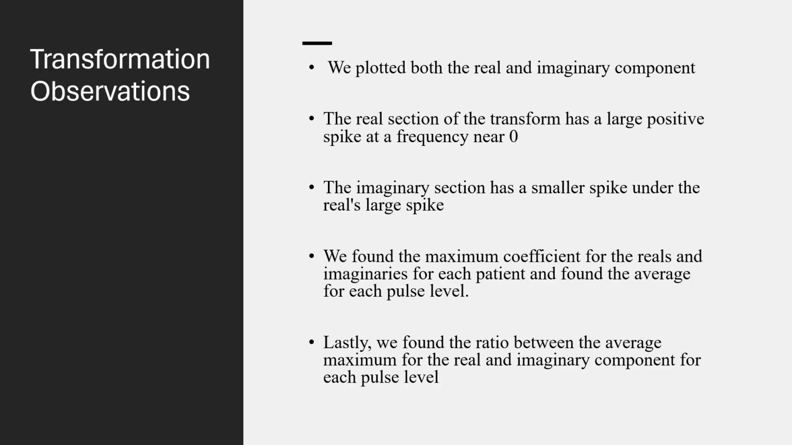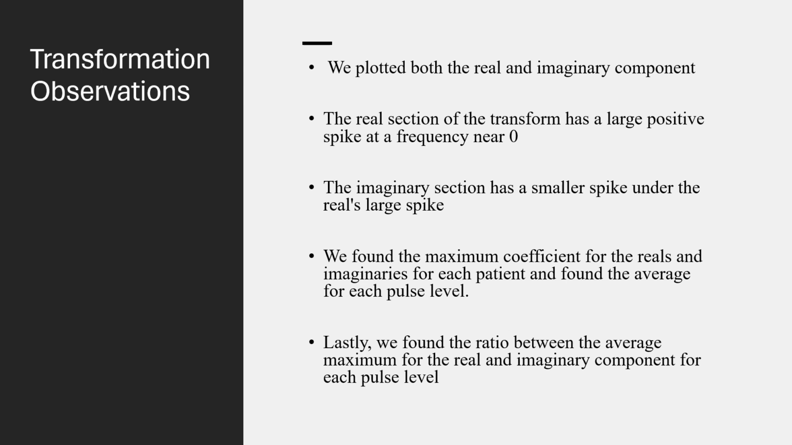We plotted both the real and imaginary component for each individual in the data set, and we found that for pretty much everyone in the real component, there is a large spike, much larger than all of the other values, around the middle. And for the imaginaries, there is also a spike in the middle, just slightly to the left of this main spike, but it is a lot smaller. This was pretty much the same for everybody, so we couldn't really find any noticeable differences to the naked eye between individuals.